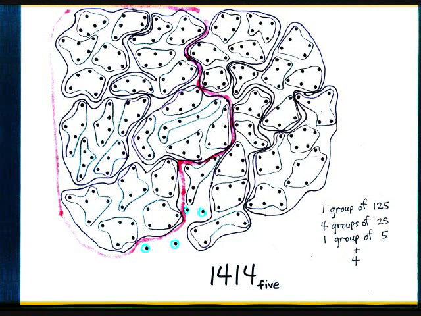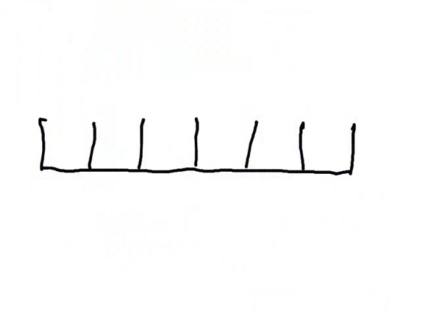Lastly, we find that we can group 5 groups of 25 to 125, so we end up with 1 group of 125, 4 groups of 25, and 1 group of 5, plus that 4 remaining. Well, now our number looks like this: 1, 4, 1, 4, and we say base 5. Let's look at this a different way.